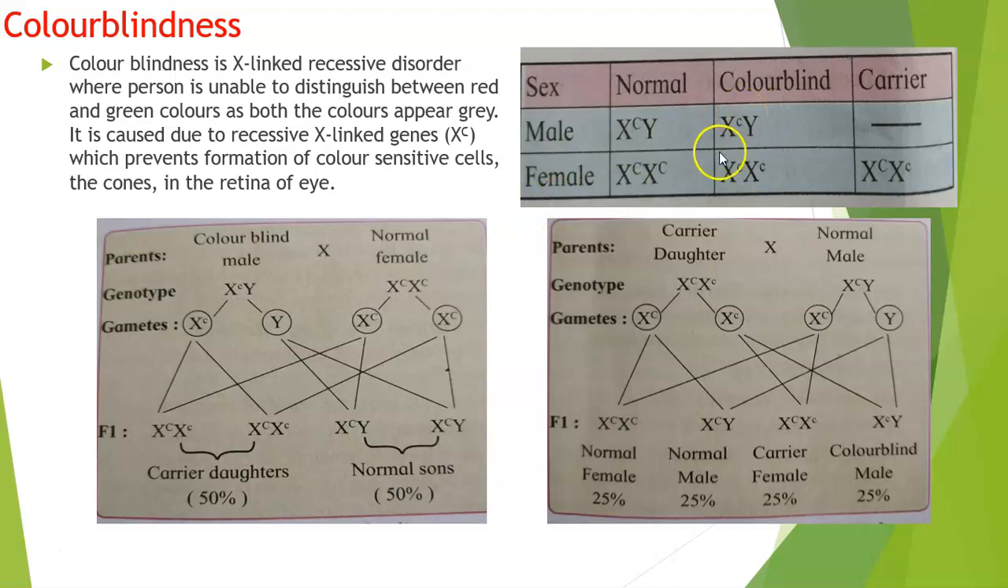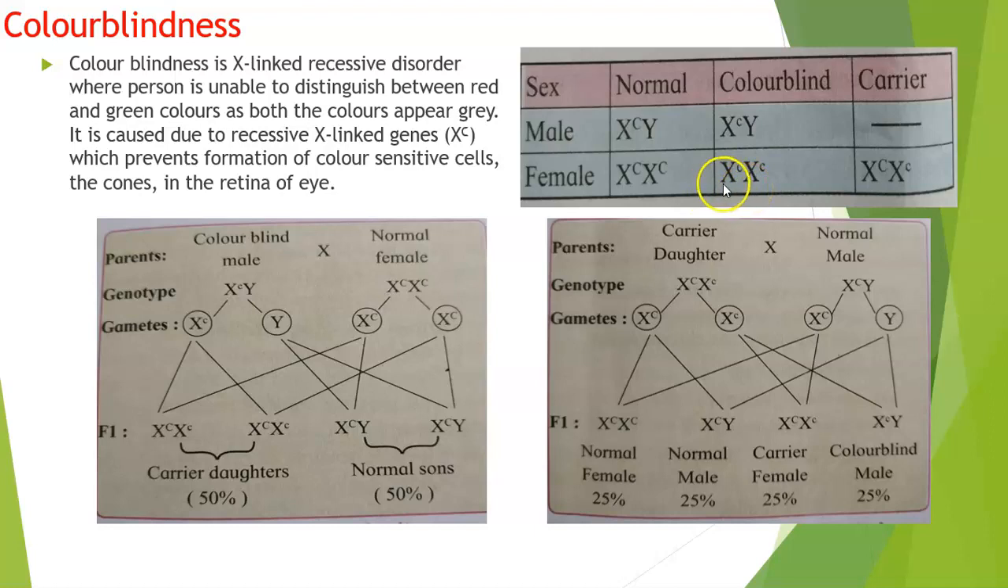The homozygous recessive female having one capital X, small c, capital X, another small c, and a hemizygous recessive male with one capital X, small c, and a capital Y are unable to distinguish between red and green colors, and hence they show the trait of color blindness. The frequency of colorblind women is much less as compared to colorblind men.